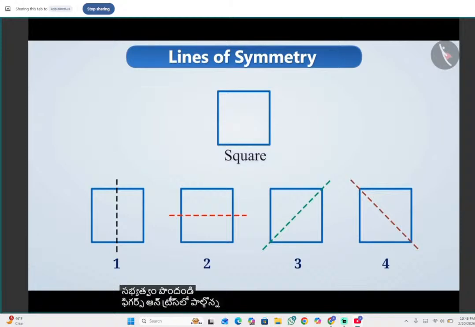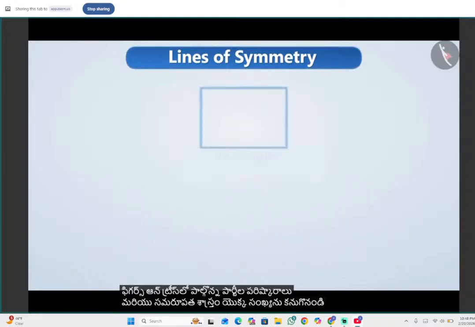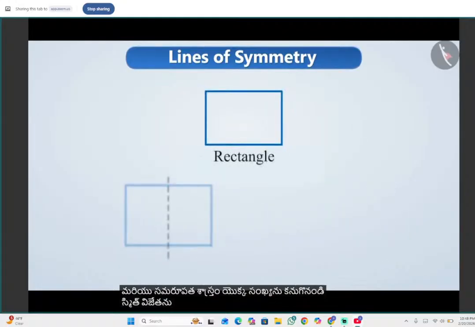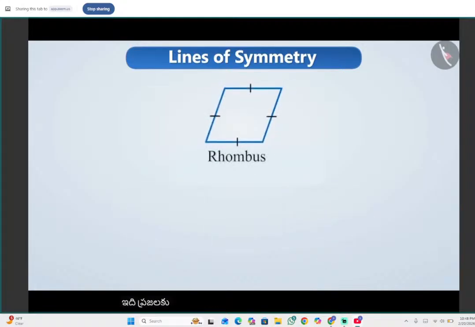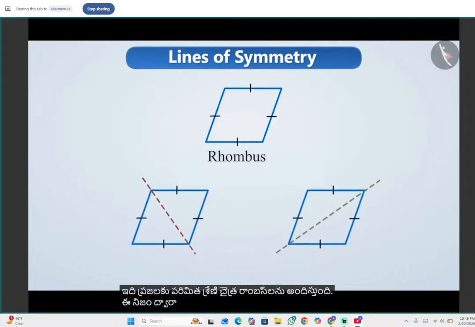Let's look at some other figures of geometry and find their number of lines of symmetry. Symmetry in a rectangle could be seen by folding it through these two lines. Hence, a rectangle has two lines of symmetry. If we look at a rhombus, then its symmetry could be seen by folding it through these two lines, and hence it has two lines of symmetry.